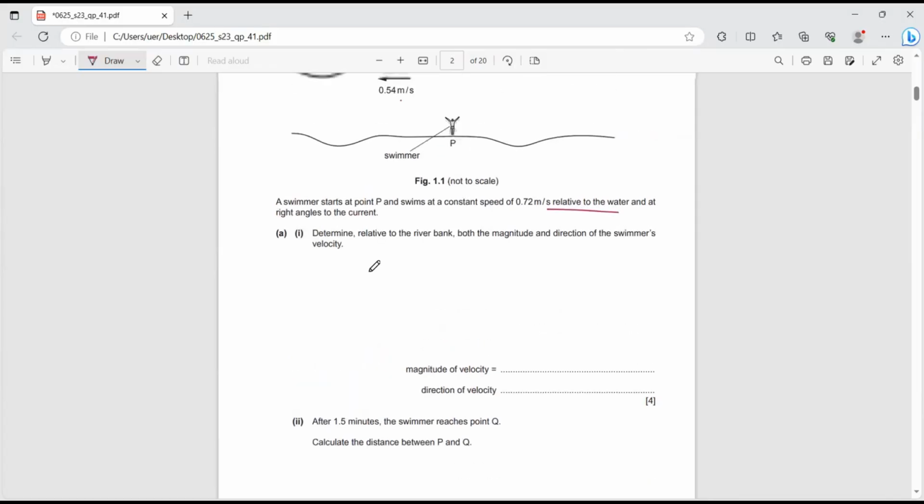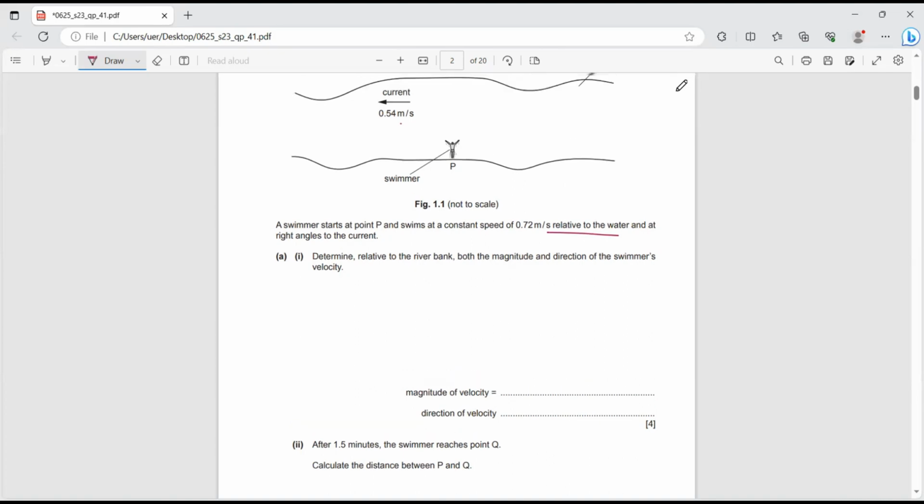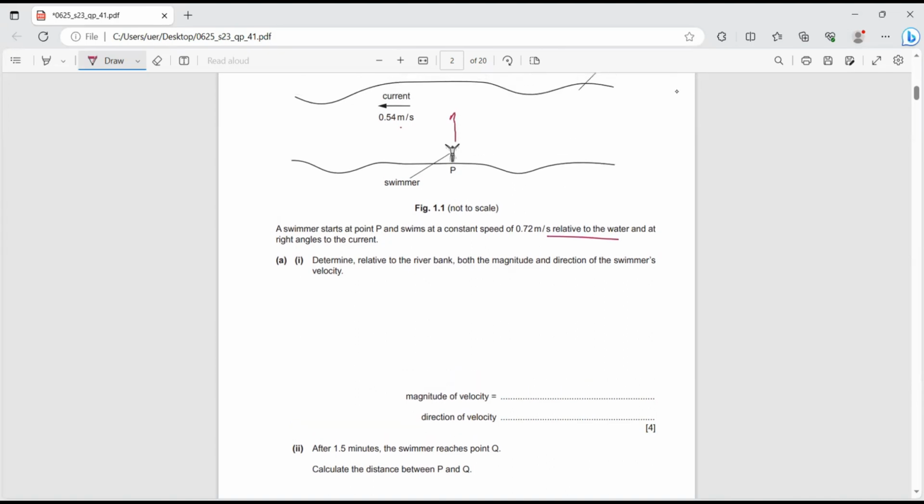Okay guys, so question one, how do you do this one? Not necessarily to draw. How do you calculate? Very simple. Remember how you sketch a diagram? If you need to draw, you sketch like a scale diagram. The triangle is like this. You are swimming upwards, here is 0.72, and the current is to the left. Here is 0.54. We're looking for the magnitude, which is this direction.